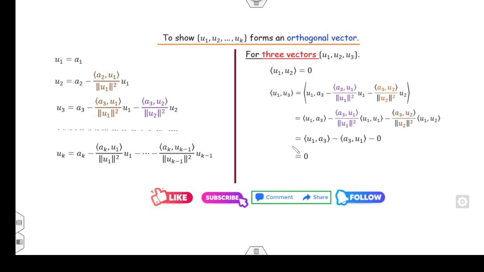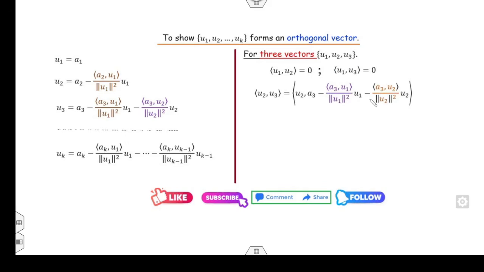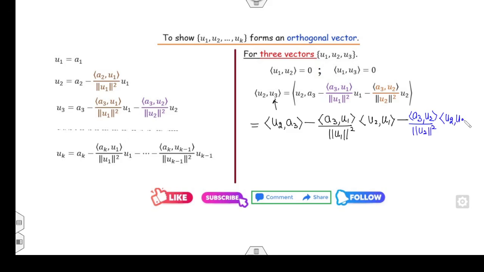Fine. Now last one we will check u2 comma u3. I can substitute the value of u3, or otherwise we can substitute only for u3. Let's open this. It is u2 comma a3 minus a3 comma u1 divided by norm of u1 square, into u2 u1, minus a3 u2 divided by norm of u2, into u2 and u2.